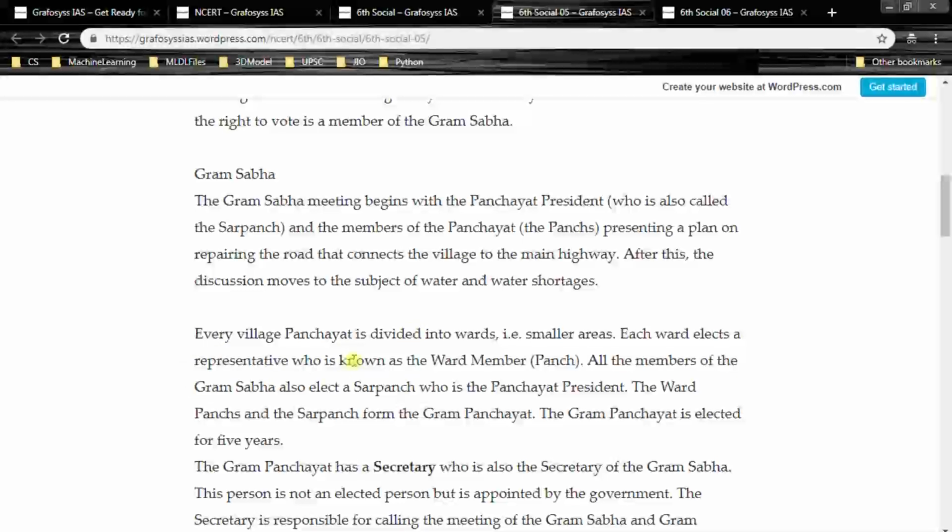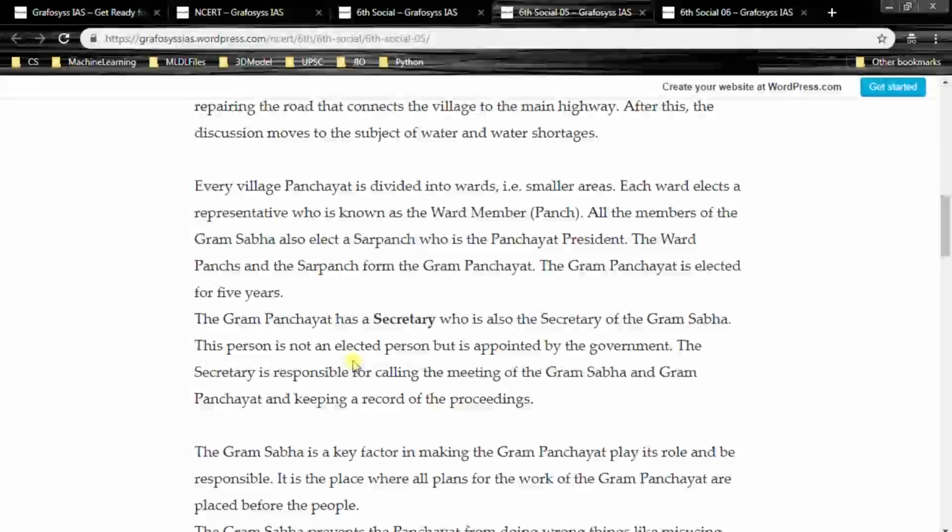Every village panchayat is divided into wards, that is, smaller areas. Each ward elects a representative who is known as the ward member. All the members of Gram Sabha also elect a Sarpanch, who is the panchayat president. So the ward member is called Panch, and every panchayat is divided into wards. Right, you have to remember this.